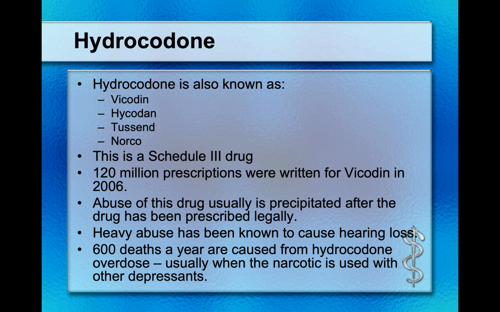Hydrocodone is also known as Vicodin, Hycodan, Tussin, or Norco. It's a Schedule 3 drug. 120 million prescriptions were written for Vicodin in 2006. Abuse of this drug usually is precipitated after the drug has been prescribed legally. Heavy abuse has been known to cause hearing loss. 600 deaths a year are caused from hydrocodone overdose, usually when the narcotic is used with other depressants. And the other depressant is usually alcohol.